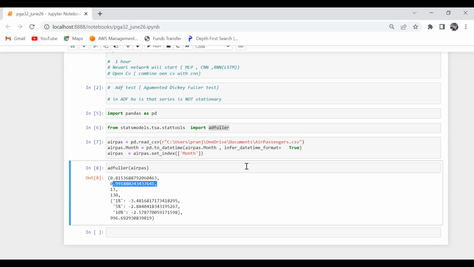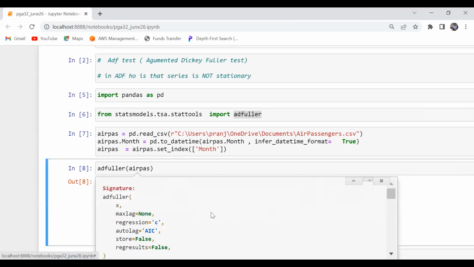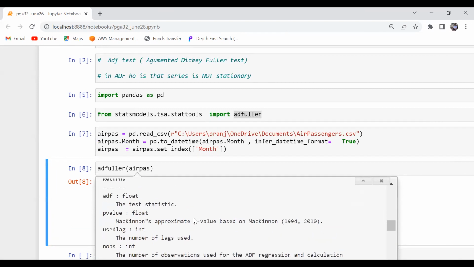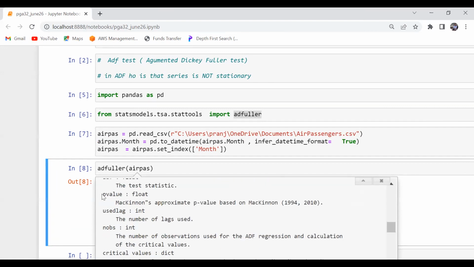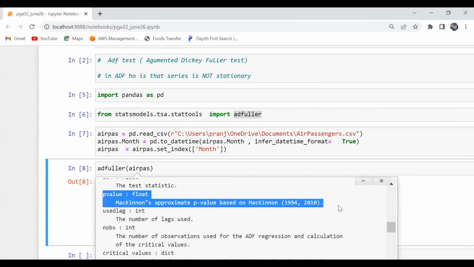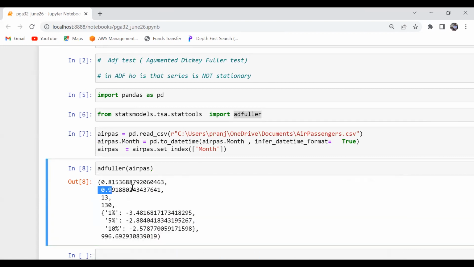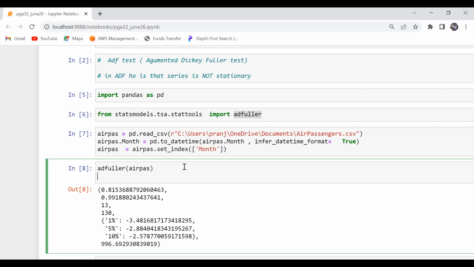Done, sir. Okay. If you don't understand what the values written are, I have already told you that you can read the documentation and see the returns. In returns, first of all, it gives your ADF calculated value. We are only supposed to focus on the p value. So the second number corresponds to the p value, which is 0.991 in this case.